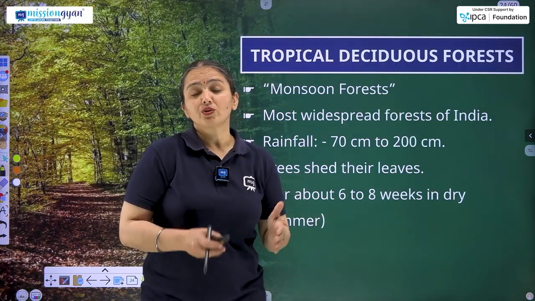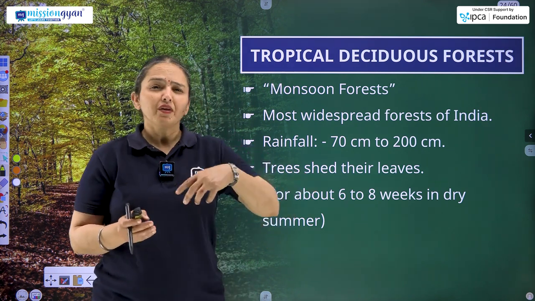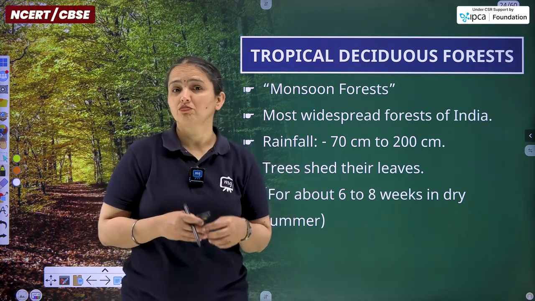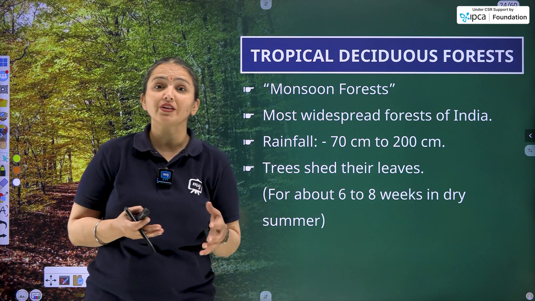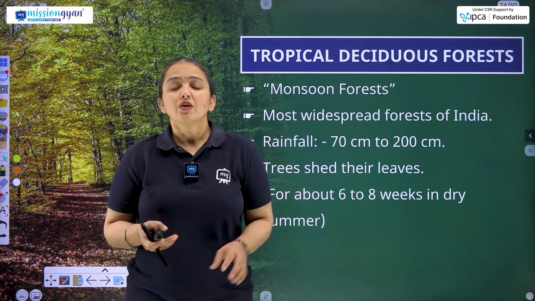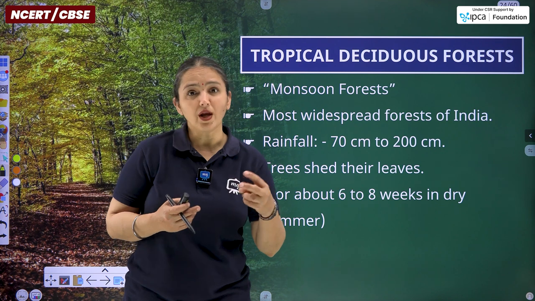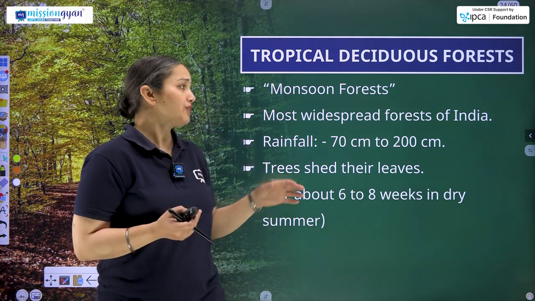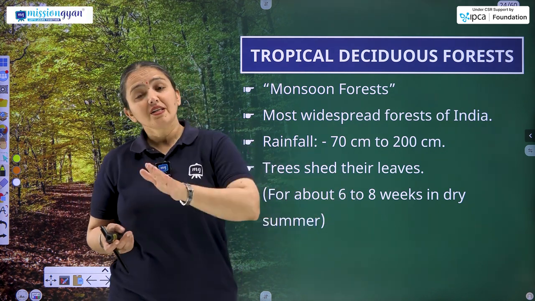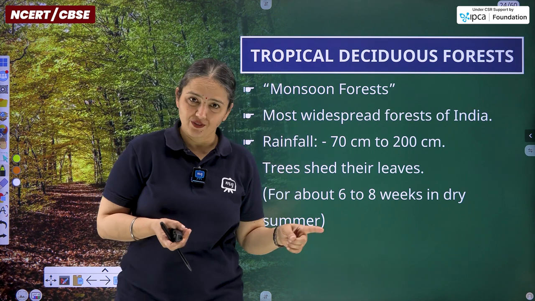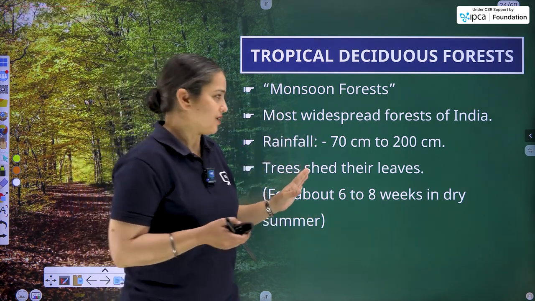Now let's talk about the tropical deciduous forest. They are further divided into two, again on the basis of the rainfall that occurs in these forests. So on the basis of rainfall, the deciduous forests are further divided into two, as I have already stated. Their names are deciduous dry forest and deciduous moist forest. We are going to discuss all of that.